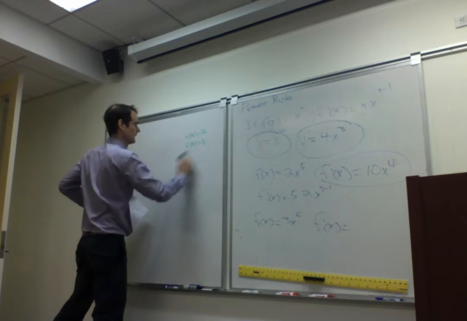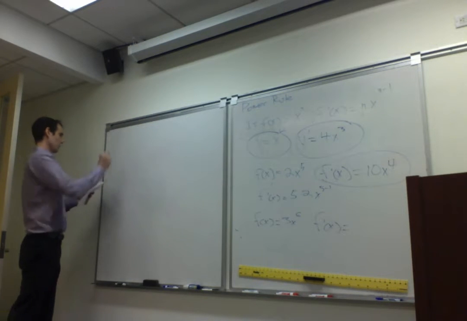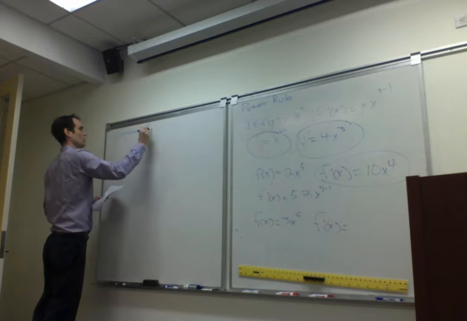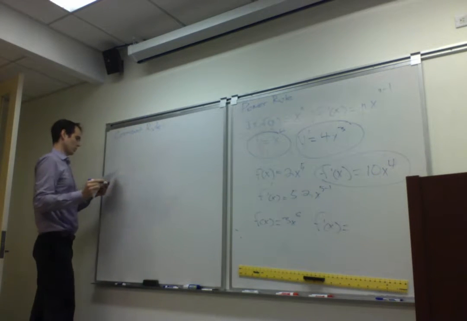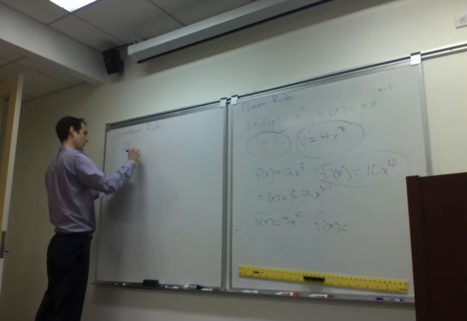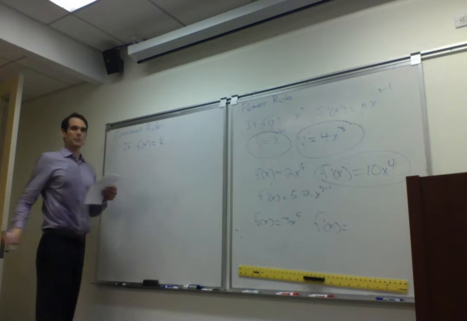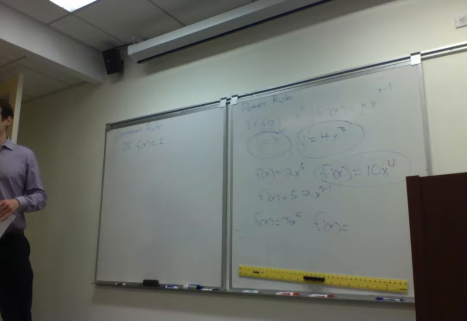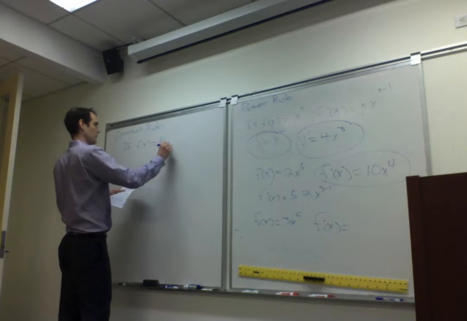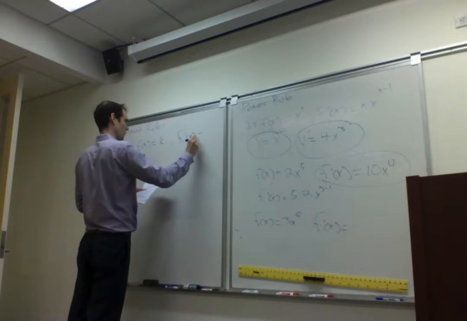All right, next is the constant rule. If f of x equals k, k meaning a constant, meaning some number, 5, 16, negative 463,000, then f prime of x equals 0.